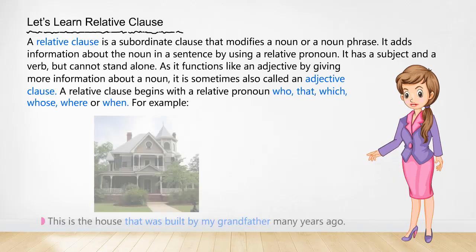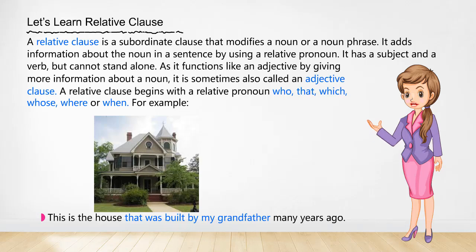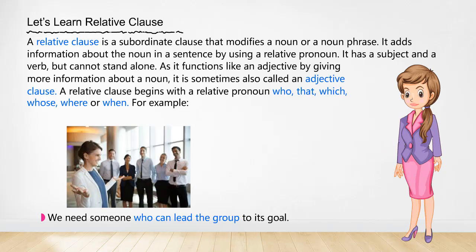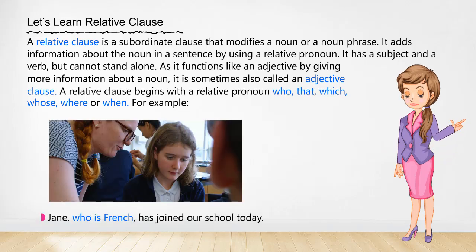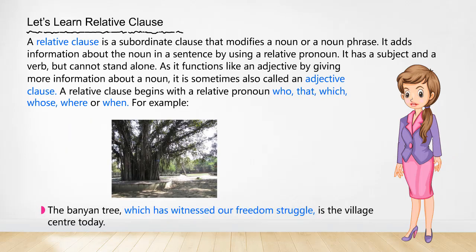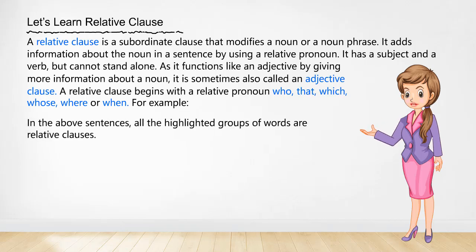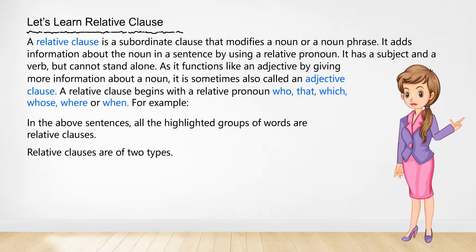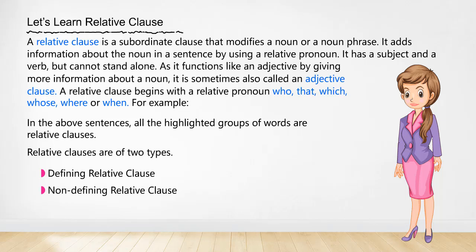For example, this is the house that was built by my grandfather many years ago. We need someone who can lead the group to its goal. Jane, who is French, has joined our school today. The banyan tree, which has witnessed our freedom struggle, is the village center today. In the above sentences, all the highlighted groups of words are relative clauses. Relative clauses are of two types: defining relative clause and non-defining relative clause.